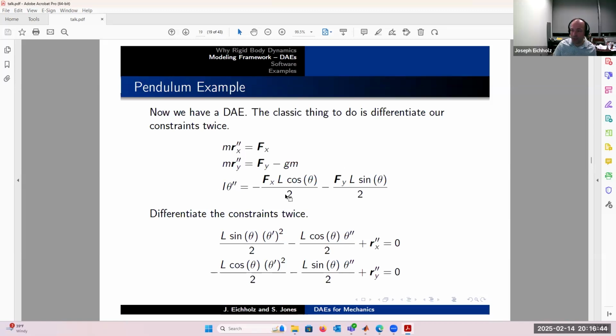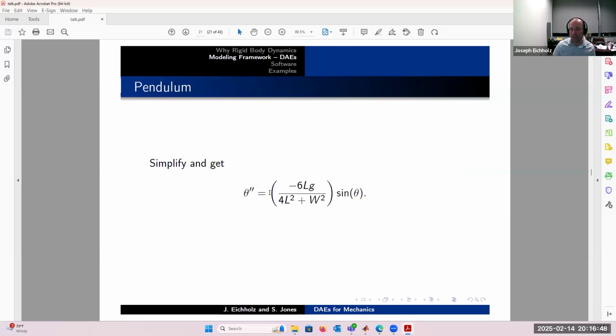I theta double prime, this stuff involving my forces, and you simplify, and lo and behold, this is the plane equation for a nonlinear pendulum. You get the correct thing. This is a little bit different than the thing you might have seen before, because I'm using a solid rod for my pendulum instead of a point mass at the end of a massless rod, and my pendulum has some width to it. But yeah, it's the right thing for sure.